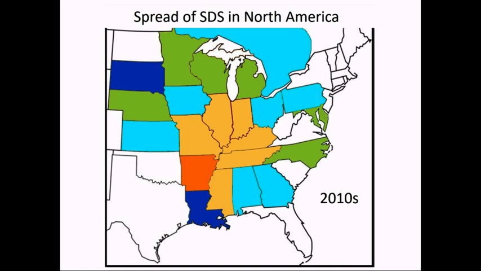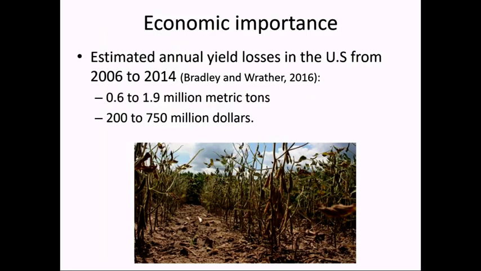There are some ideas that it may be moving with the soybean cyst nematode. The fungus has been isolated from cysts. But in any case, it follows a similar pattern, most likely spreading with soil movement. So it is a very widespread disease impacting soybeans.